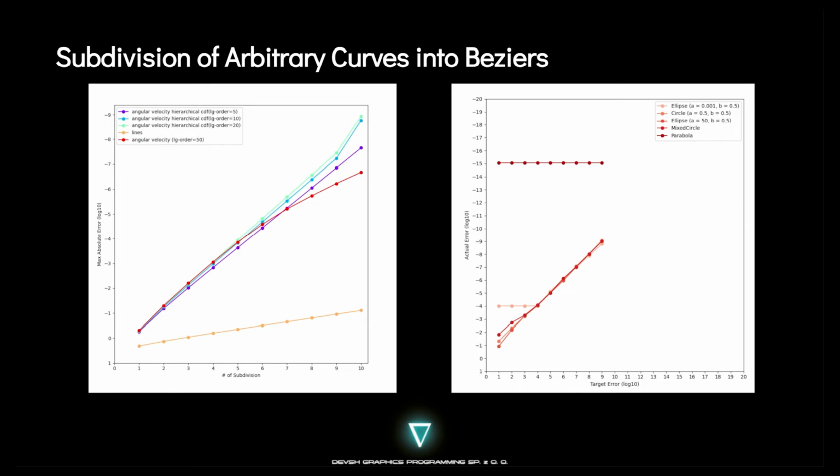In this case, 4 quadratic BZAs result in a higher accuracy than 1024 straight lines. And we can see we have almost a 45-degree slope in logarithmic scale, which means with each subdivision level, we cut down the error by a factor of 2.